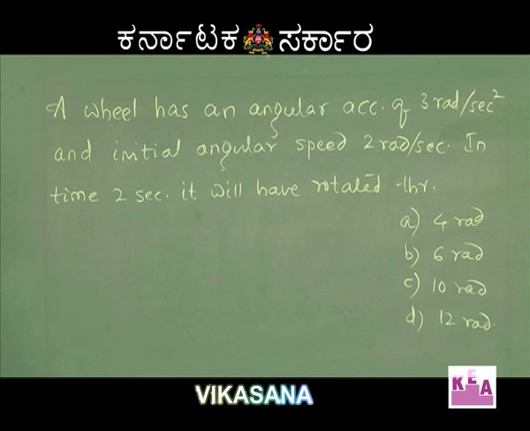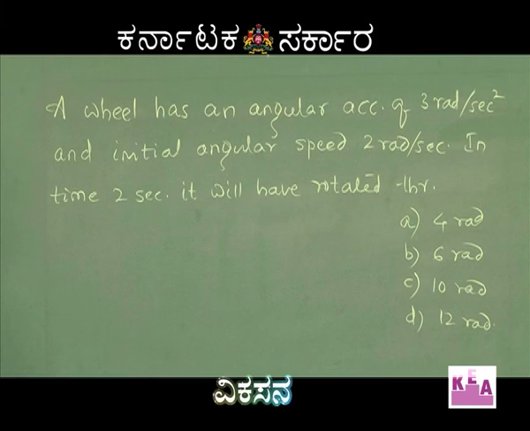Problem on kinematical equations for rotational motion. See, the problem here is a wheel has an angular acceleration of 3 radians per second square and initial angular speed of 2 radians per second. In time 2 seconds, the angle by which the wheel will have rotated through is to be found.